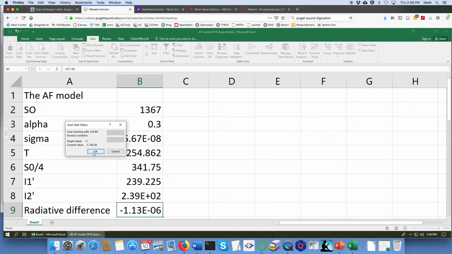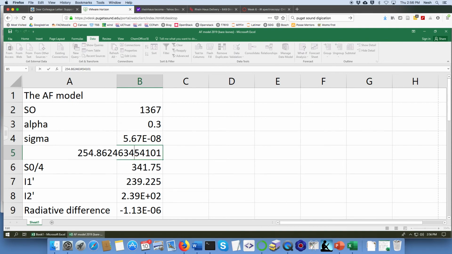And what it's done is it said, okay, I have found that at a temperature of 254.8, the radiative imbalance, the difference between I1 prime and I2 prime, is a very small number, as you can see from here. So we say, well, look at this, that's just great. We found a temperature of 254.8. That would be the predicted temperature of our planet using the atmosphere-free model.